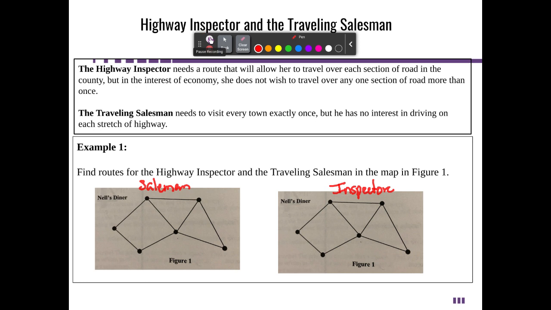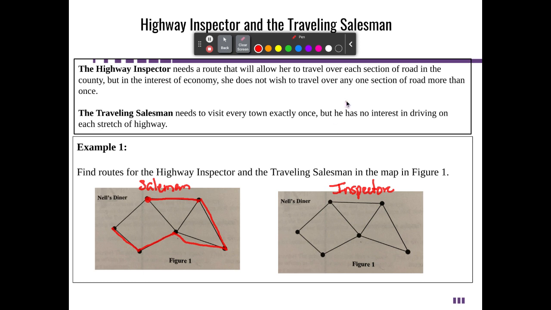All right, welcome back. So you've hopefully gone through and taken a look at this. For the salesman, let's say they started right here, and they want to go to every town. They don't care if they travel on every road. So we've got 1, 2, 3, 4, 5. At that point, they've hit all 5 towns. It didn't talk about having to go back where they started. That was just the idea.